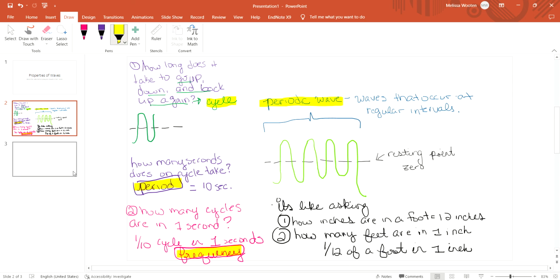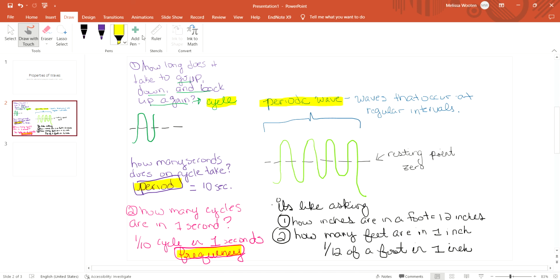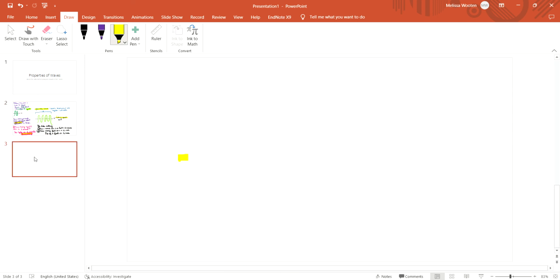And so there's just a few more pieces of terminology I want to point out. I don't quite have enough room on that last slide, so I'm going to draw my stuff again. Oh, also, we went over, I almost forgot, the resting point. That's the 0 point. So I'm going to draw that again. And remember, going up, down, and back up again was called what? That was called a cycle. The wave itself was called a periodic wave because it occurs at regular intervals, right? This is the resting point.